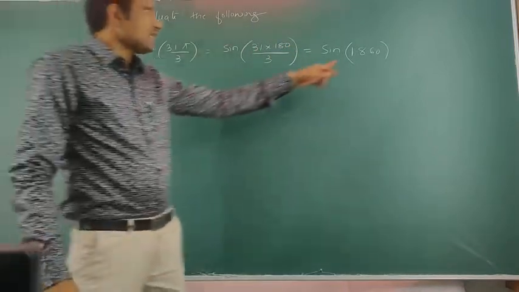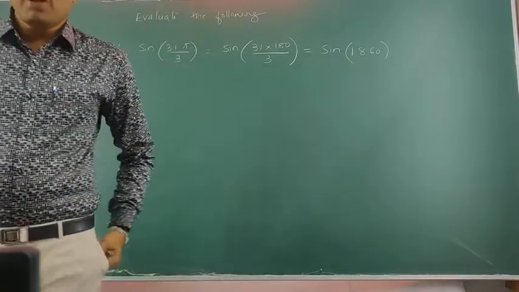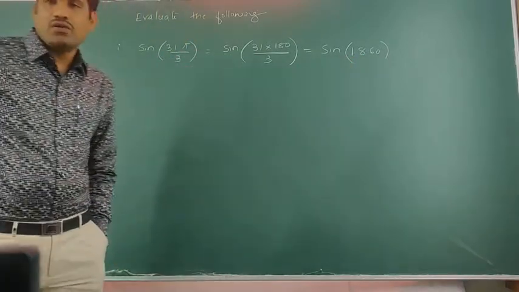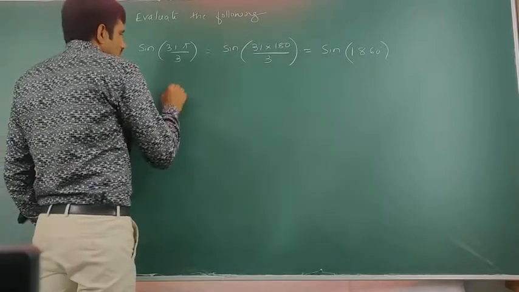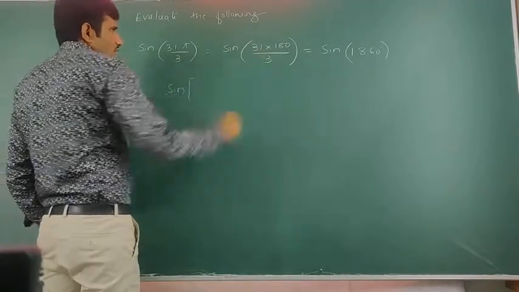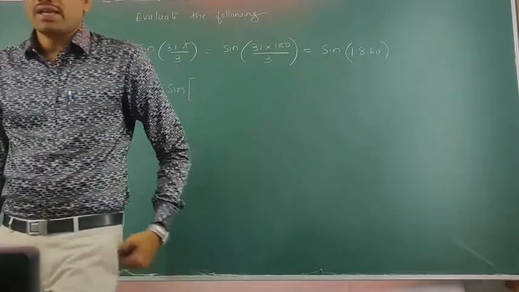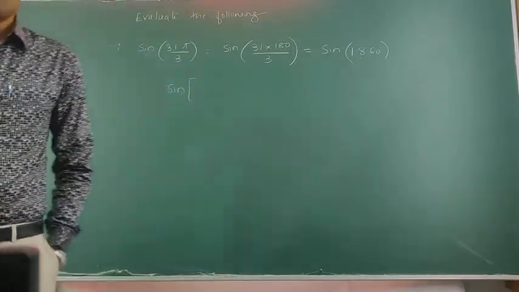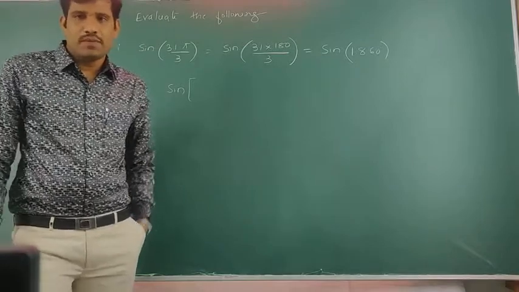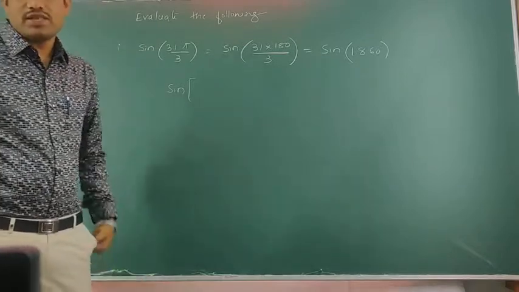Now this angle is greater than 360 degree. We have to represent it in the form of 360 into n plus theta. When the angle is greater than 360 degree, we represent it in the form of 360 into n plus theta. So divide that 1860 by 360.